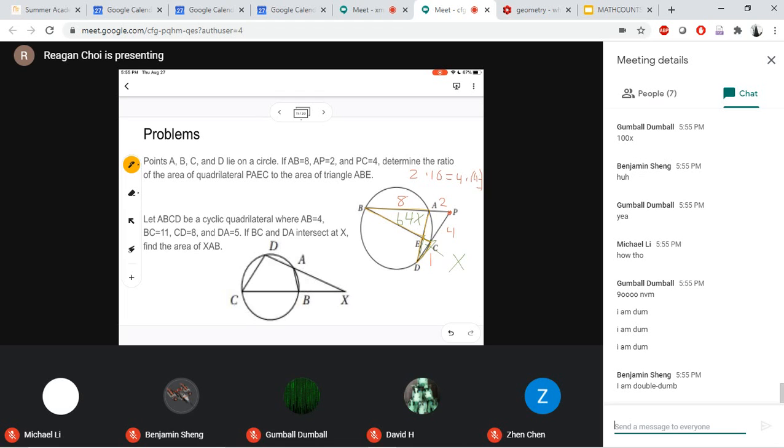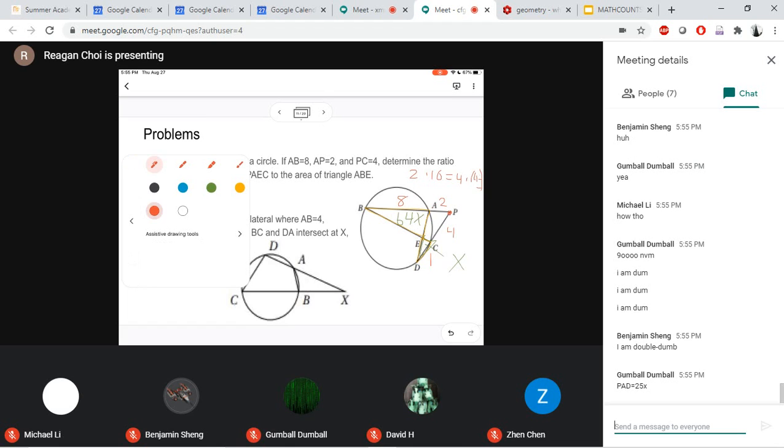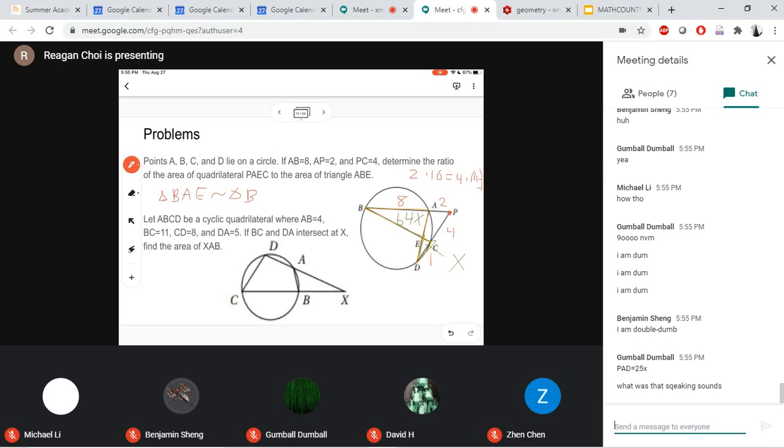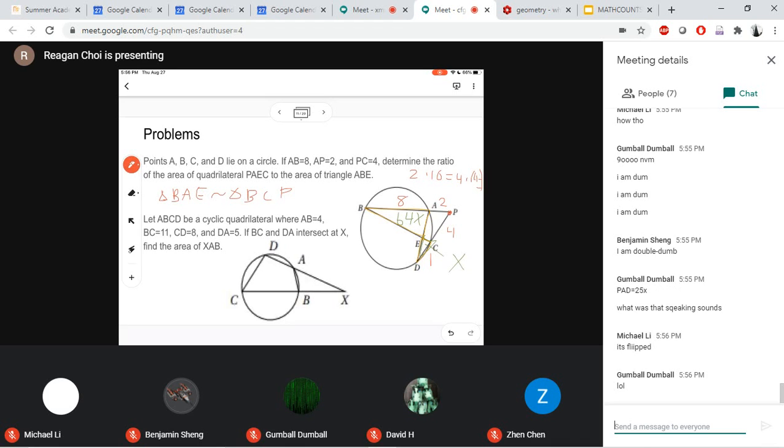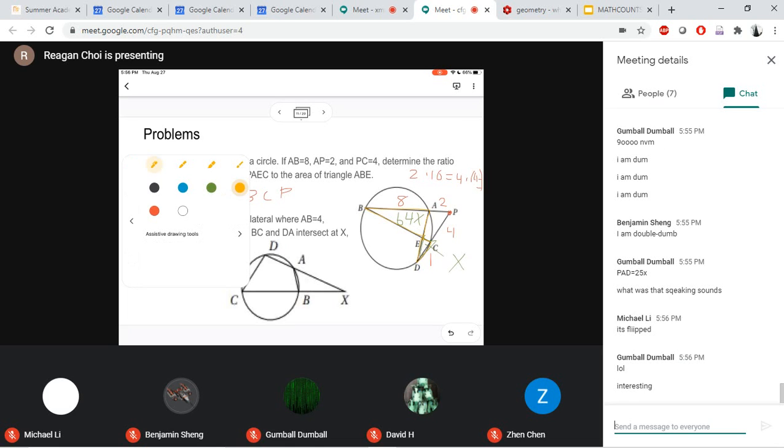And we actually see that BAE, let's try this. Triangle BAE is similar to triangle BCP. However, the corresponding sides to that are not 8 and 10, because those are actually the opposite. Yeah, it's flipped over, so we can't actually use similarity. Any other ideas? But the 64x is correct right now.